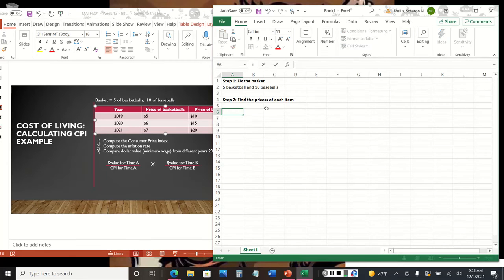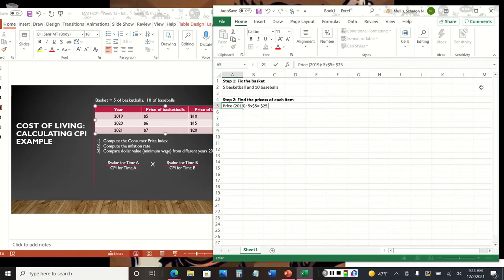So we know for 2019, and I'm going to put price 2019, we have 5 basketballs. So 5 basketballs times $5, because it's $5 for each basketball, and that equals $25.